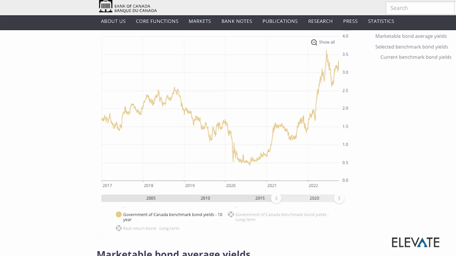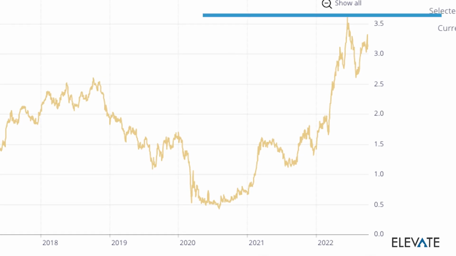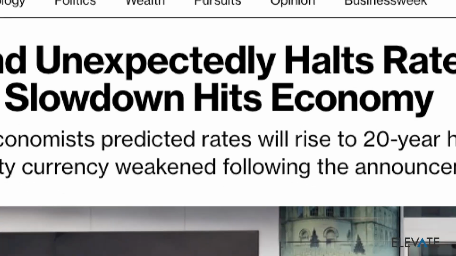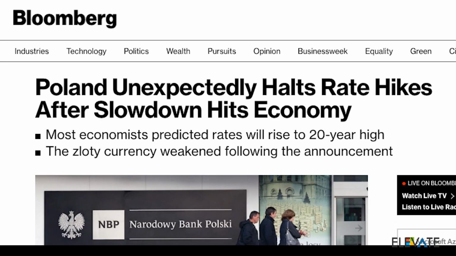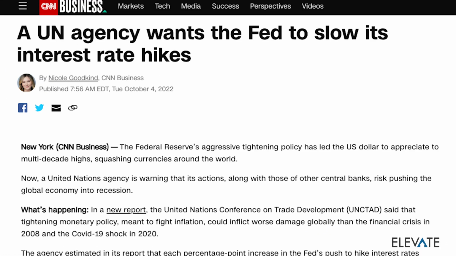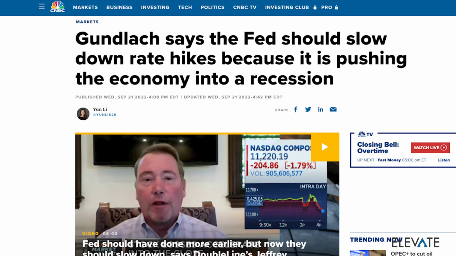At the moment, we haven't actually gone past the peak set in June, despite all you hear in the news with bond yields spiking. And more recently, we just saw Australia slow down rate hikes to 25 basis points below expectations. Poland actually paused interest rate hikes, and the UN and other investment experts are putting more pressure on central banks to slow down interest rate hikes to prevent a hard recession. So based on all of this new stuff happening, we believe that the 10-year government bond yields have peaked at this point.